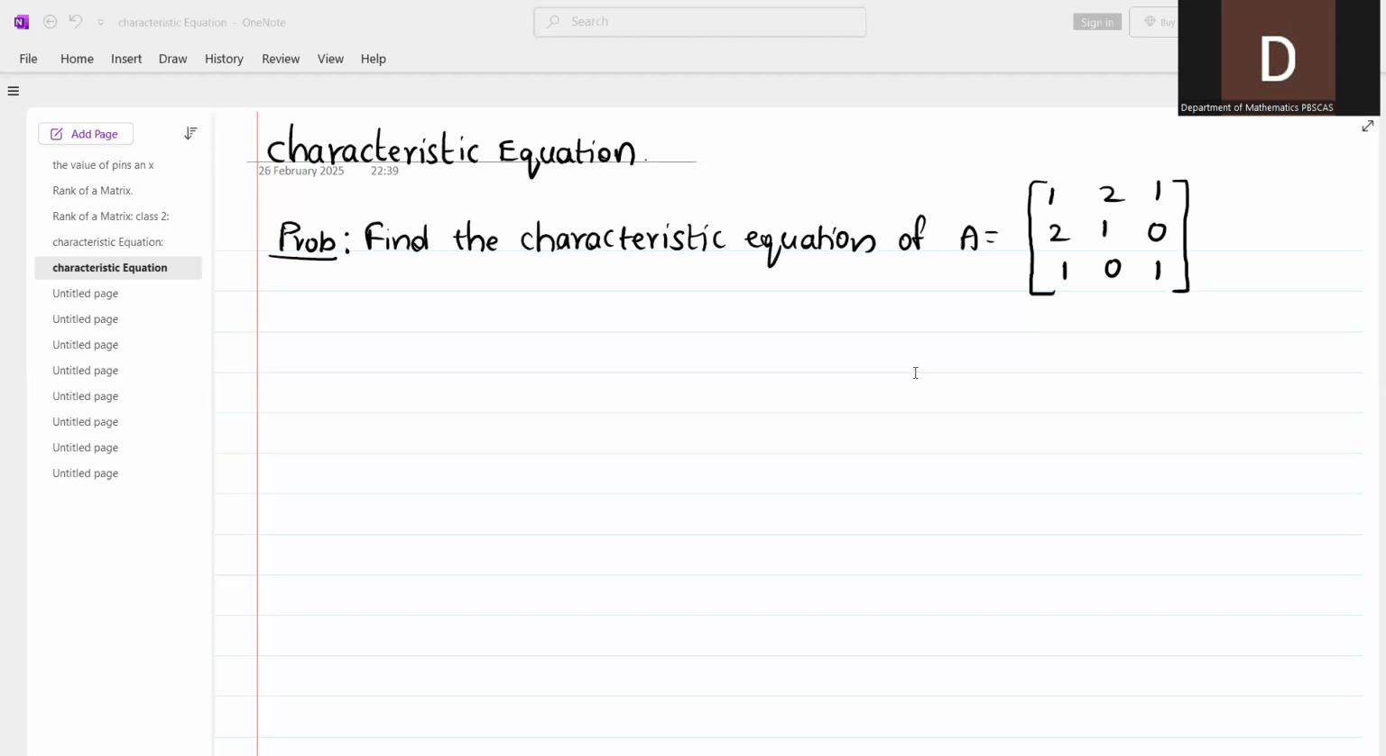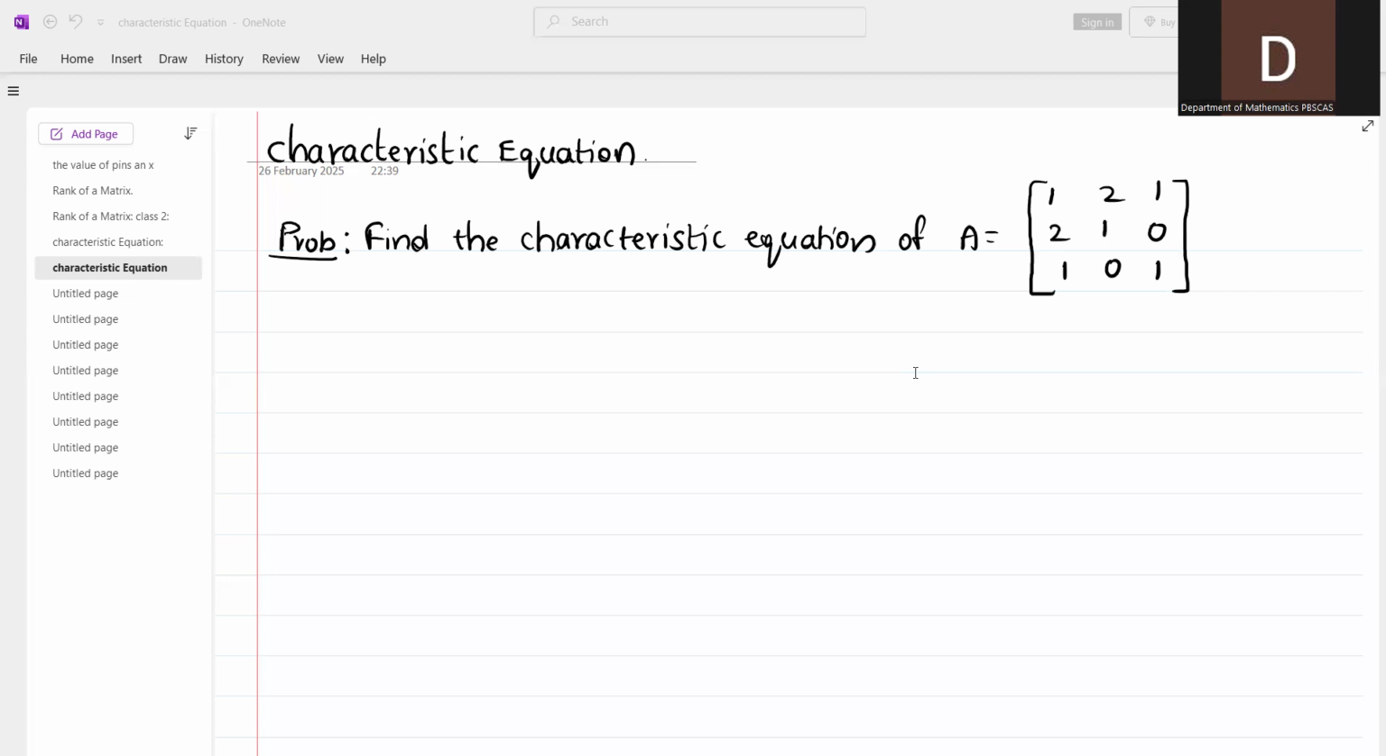Today I am discussing the topic characteristic equation. This is class number 2. Problem: find the characteristic equation of capital A equals 1 2 1, 2 1 0, 1 0 1. This is a 3 by 3 matrix. Already in the last class we discussed the characteristic equation for a 2 by 2 matrix. Now I will explain for a 3 by 3 matrix.